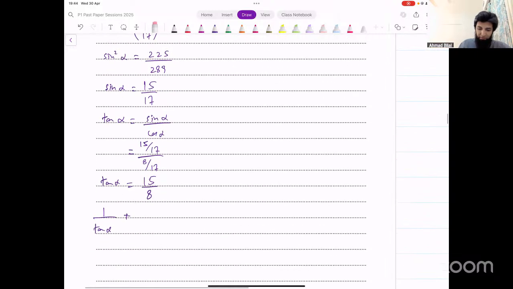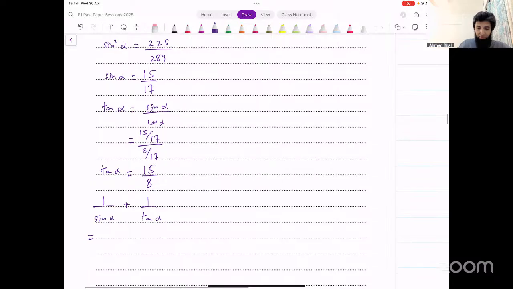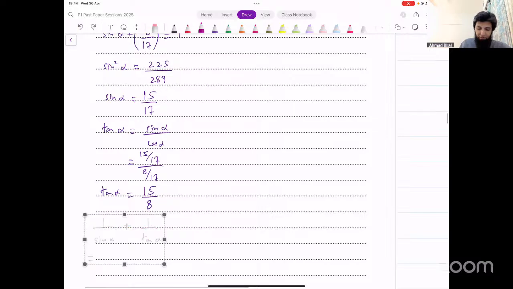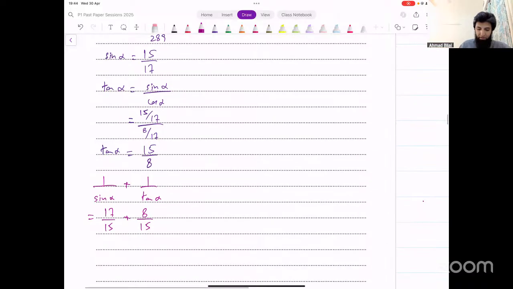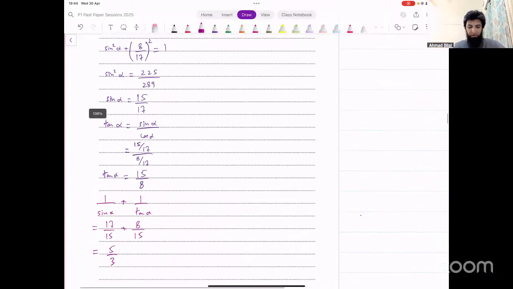First, 1 over sine alpha plus 1 over tan alpha is equal to, just do reciprocals of this, 15 over 17. What will that become here? 17 over 15 plus, 1 over tan alpha becomes 8 over 15. And that is going to be 25 over 15 or 5 over 3. And that's the value that we were looking for. That's your final answer. These are easy 5 points, to be honest. Nothing complicated here. This is one way of doing this.